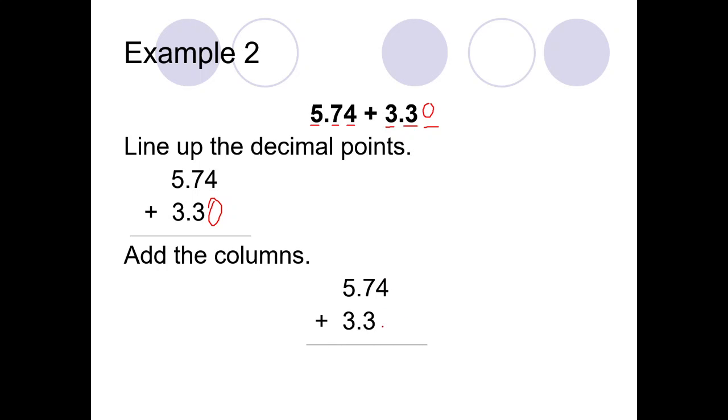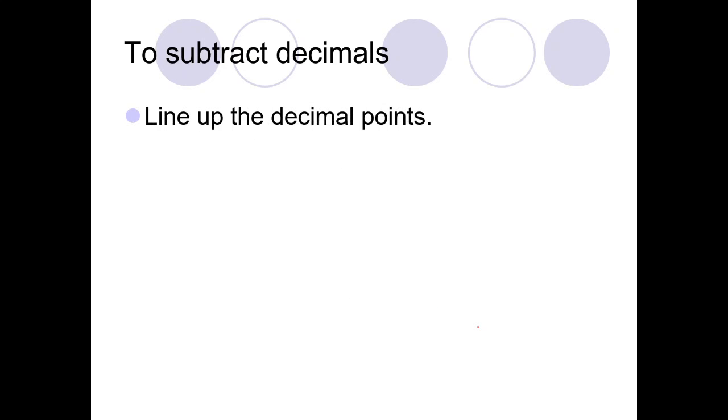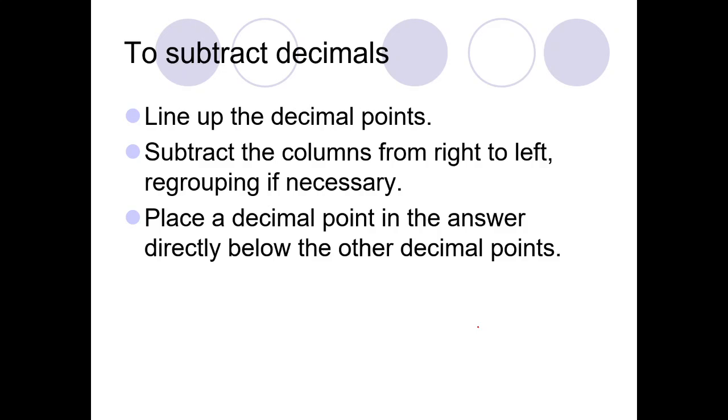And then we just add up. 4 plus 0 gives us 4. 7 plus 3 is 10, or a 1. And then 8 plus 3 plus that 1 gives us 9. Easy. All right, let's do 2 more examples. Oh, sorry, this is subtraction.